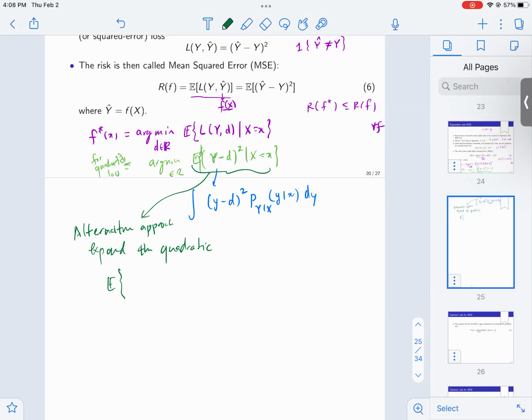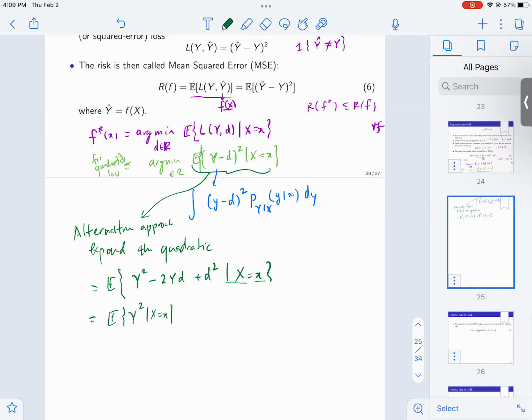Everyone probably knows how to expand y minus d squared. Y squared, yes. But conditional on x. Now, what can I simplify here? Conditional expectation is like expectation, and expectation is linear. People know what that means. Expectation is linear. I can say expectation of y squared given x equal to x.